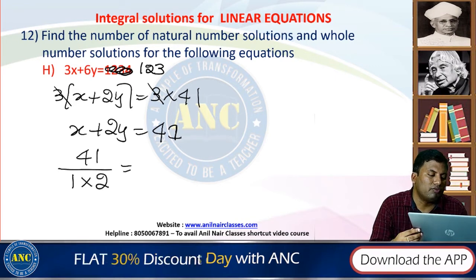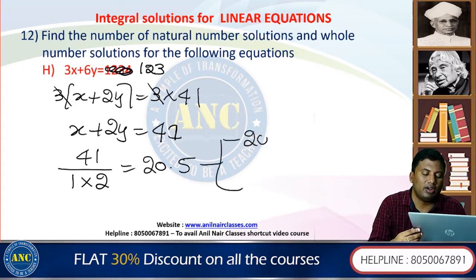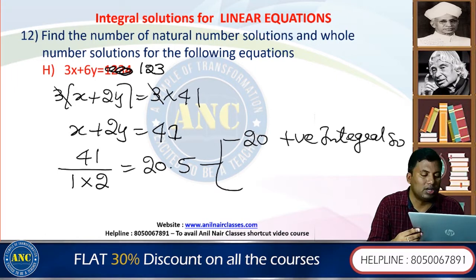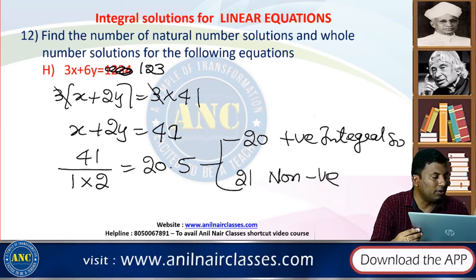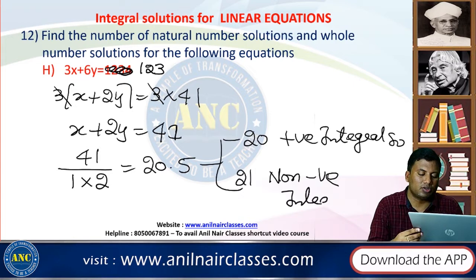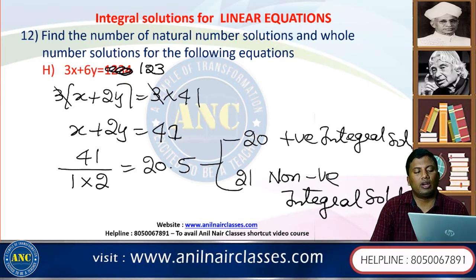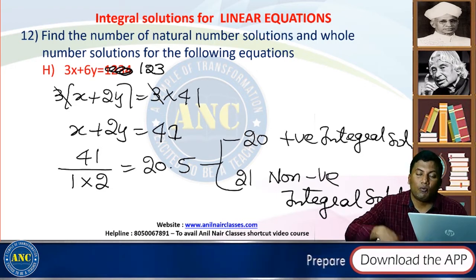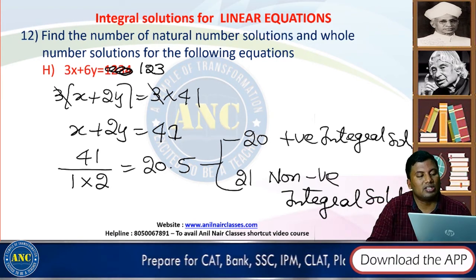41 by 1 into 2, which is nothing but 20.5. Ignore decimals. So 20 will be the positive integral solution and 21 will be the non-negative integral solution. 20 will be the positive integral solution and 21 will be the non-negative integral solution if the right hand side is a multiple of 3. 1, 2, 3, 4 is not a multiple of 3. If it is a multiple of 3, this is the method to be used.